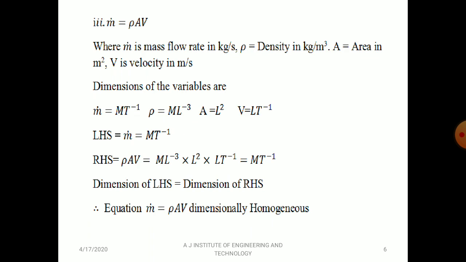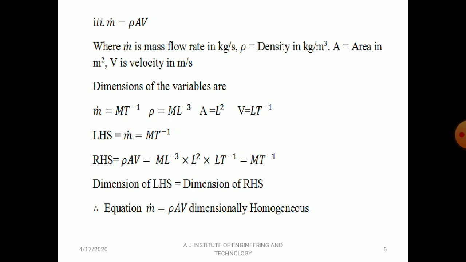Next, the third one: m dot equals rho A V. Here m dot is a mass flow rate in kg per second. Don't consider it as mass measured in kg; it is clearly given that m dot is kg per second, a mass flow rate. Rho is the density, A is the cross-sectional area, and V, where most people get confused, is not volume but velocity in meter per second. For volume it is the small letter v, so you have to remember that. So m dot equals rho into A into V.